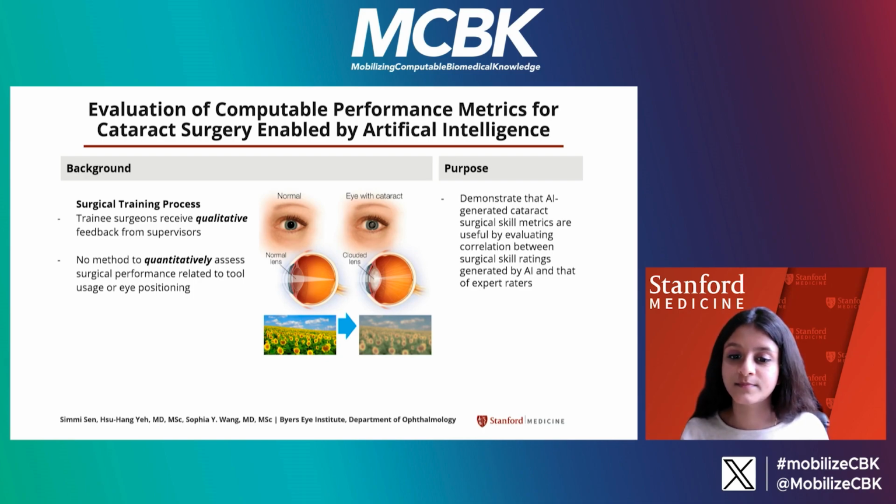Cataracts are the leading cause of blindness worldwide, and while cataract surgery can restore the vision, skill factors like time and poor instrument control can affect the outcome. This is why the surgical training process is so important, especially during residency. Right now, trainee surgeons just receive qualitative, mostly verbal feedback from their supervisors, and they don't get objective quantitative feedback on their surgical performance. So the purpose of our study is to evaluate the correlation between surgical skill ratings that we were able to generate with AI and that of expert raters.